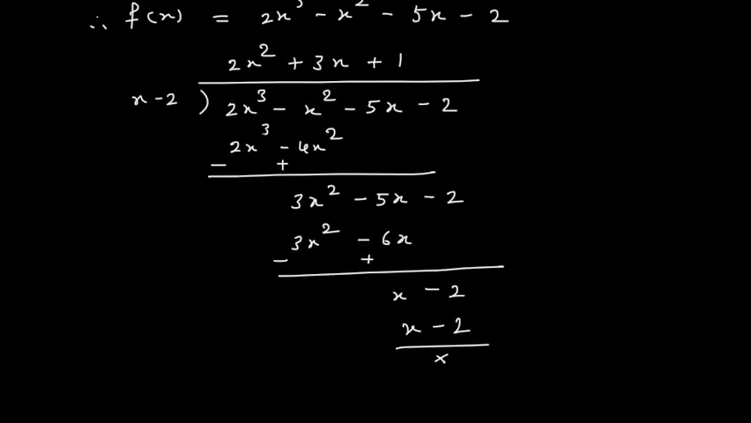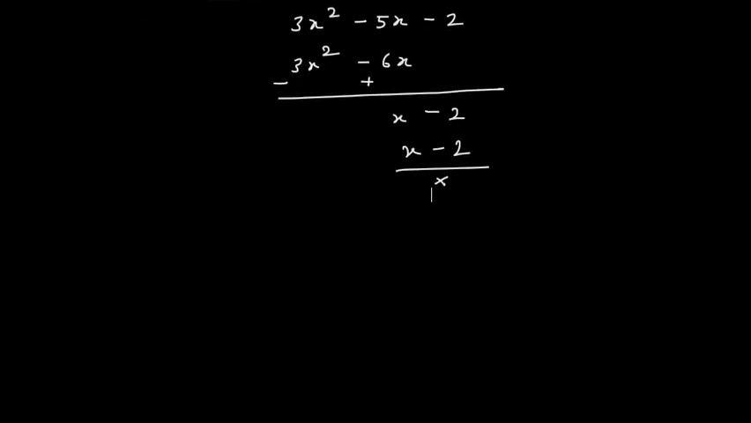Now your quotient is 2x square plus 3x plus 1, this I will factorize. So 2x square plus 3x plus 1. Now 2 into 1 will give me 2, and if I divide it into 2 parts, it will be 2 and 1. Their addition is 3. So this can be written as 2x square plus 2x plus x plus 1.